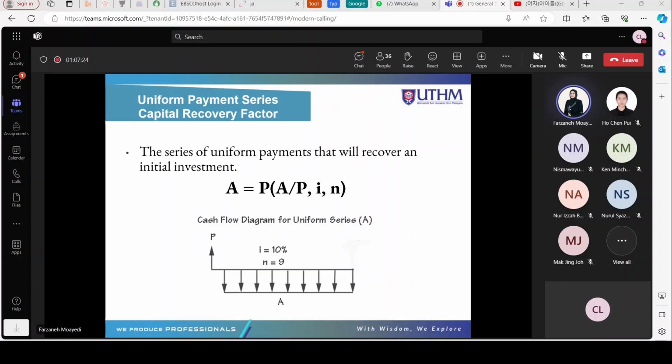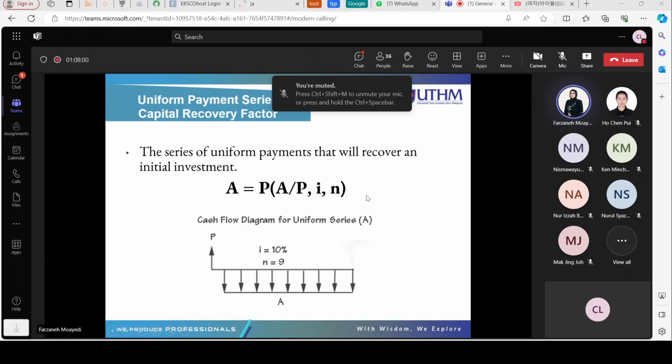Okay, so the next one that we have is uniform payment. The concept is still pretty much the same. The only thing that is different is that this time around, instead of one single payment, the uniform series involves multiple payments. So it is a series of uniform payments that will recover an initial investment. The symbol for the uniform payment is going to be A.